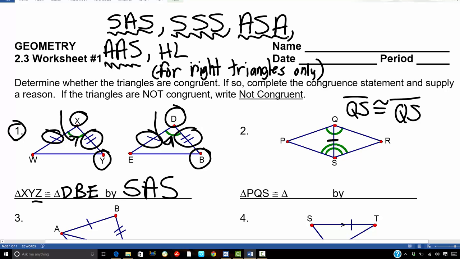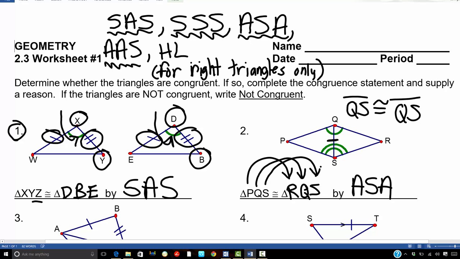It all depends on which side they give us. Well, the side they give us is the included side in between the 2 angles. So since it's in between the 2 angles, these triangles are congruent by angle, side, angle. And then there's the rest of your answer. Point P matches up with point R. Point Q matches up with point Q. And point S matches up with point S.